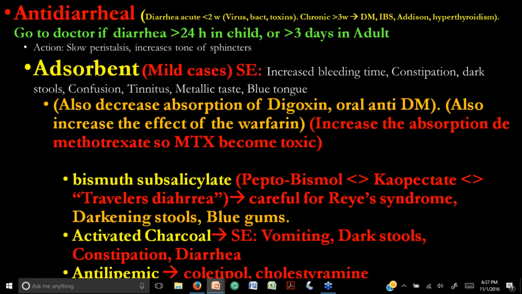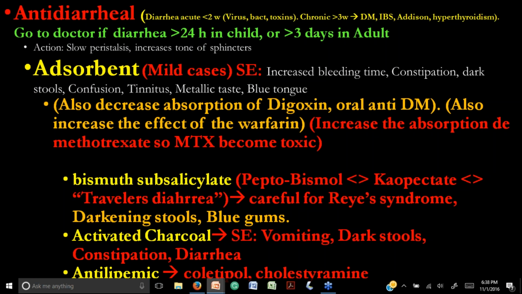Careful with Reye's syndrome. Reye's syndrome causes encephalitis in children. If a child has a virus like influenza, with fever, and the only thing you have is aspirin and you give aspirin, that can produce encephalitis. So it is a contraindication to give Pepto-Bismol to a patient who has a viral infection with fever.